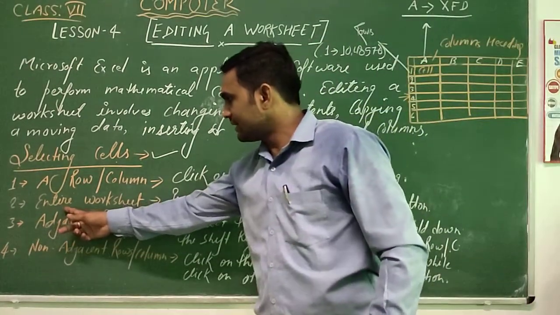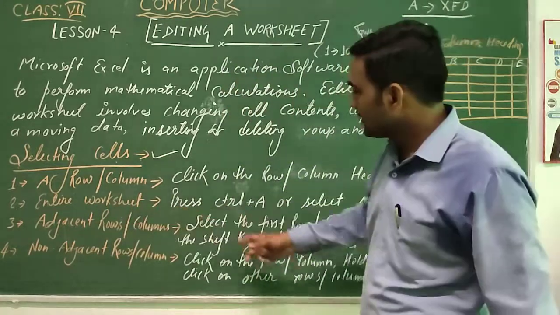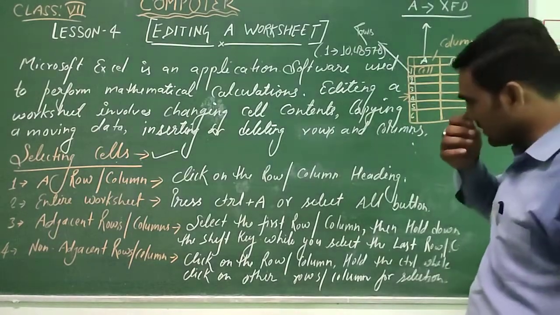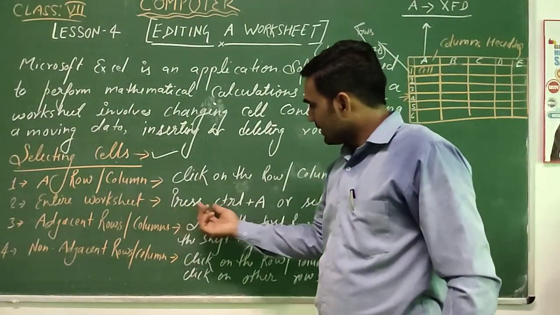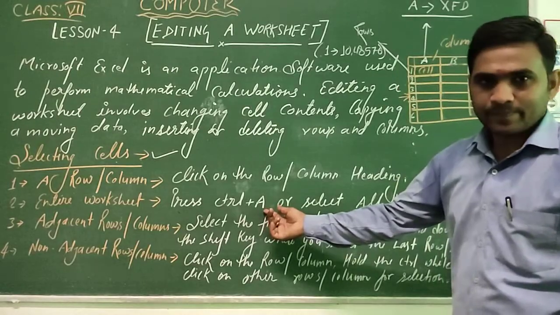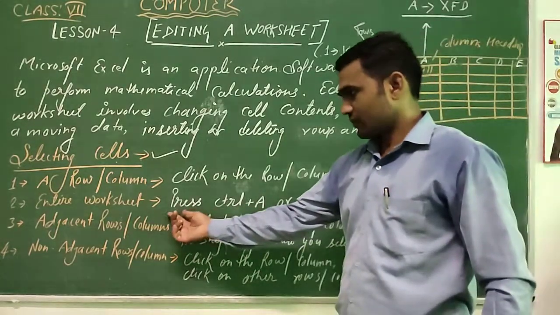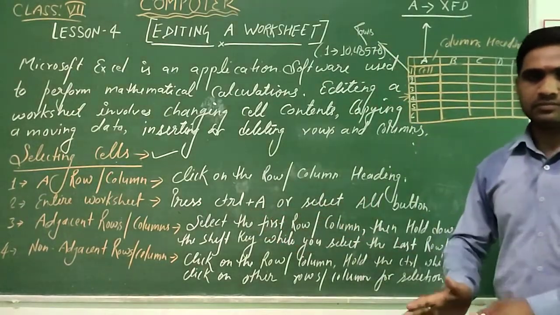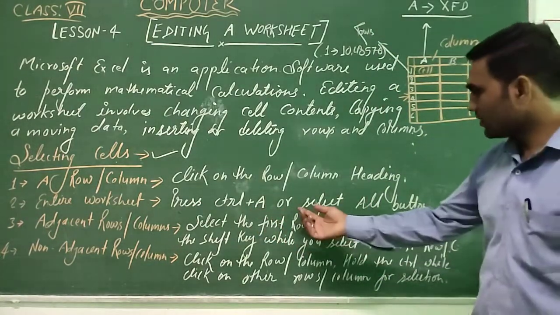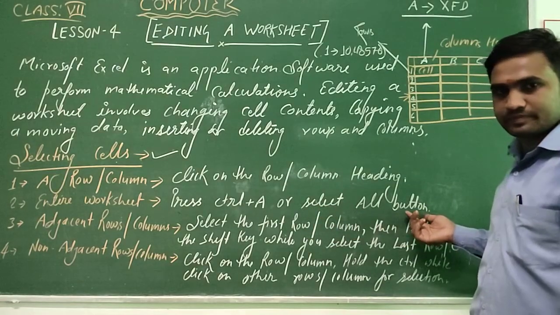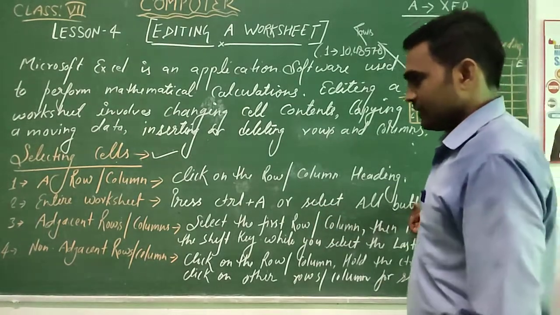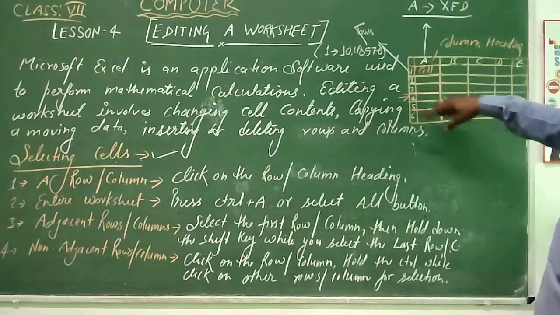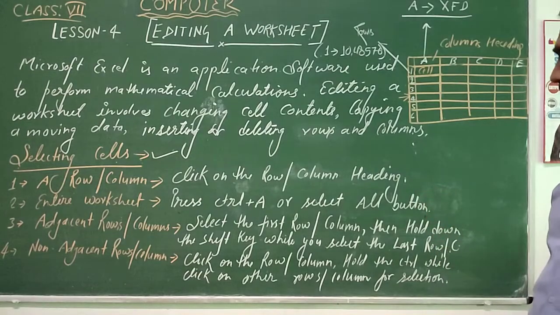Now the next is the entire worksheet. Entire worksheet means if you want to select the entire worksheet, it's very simple. Press Ctrl plus A. Okay, you can press the Ctrl plus A key combination from the keyboard, or you can select the All button. Using the All button or Ctrl plus A, you can select the entire worksheet.